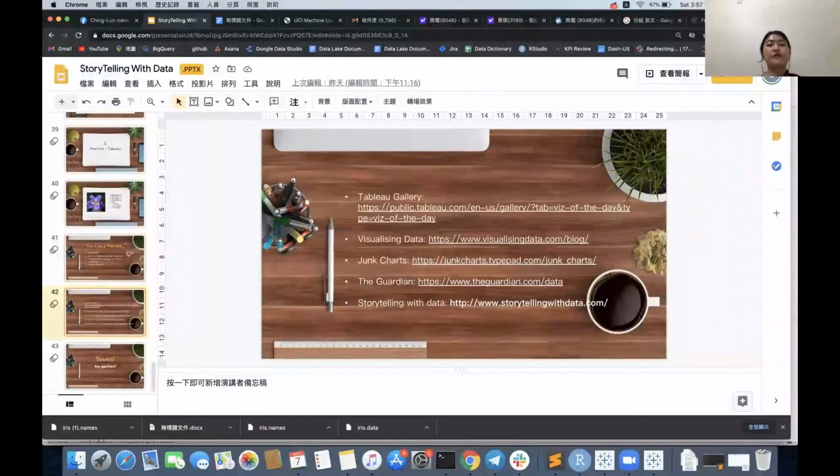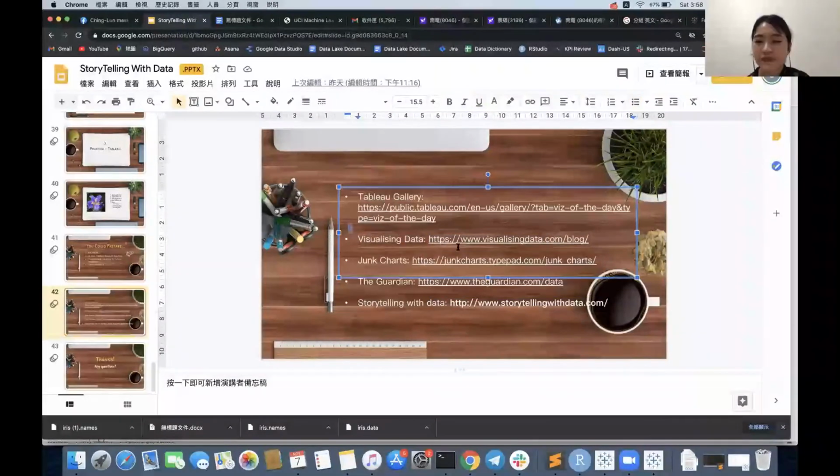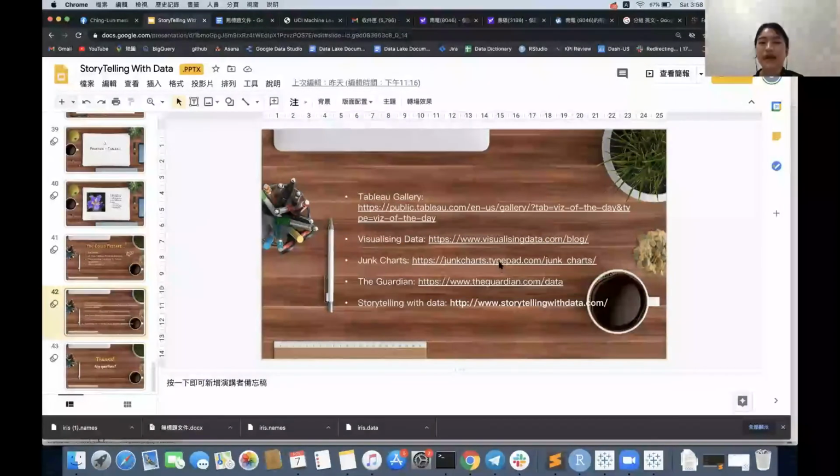And if you want to improve your skill in data visualization, one of my suggestions is to look at other people's dashboards and see a lot of graphs or pictures that other people did before. So I would like to recommend some websites for you. The first one is Tableau Gallery. The second one is Visualizing Data. It has a lot of charts. The third one is John Charts. And then the Guardian, one of my favorite data visualization sources.